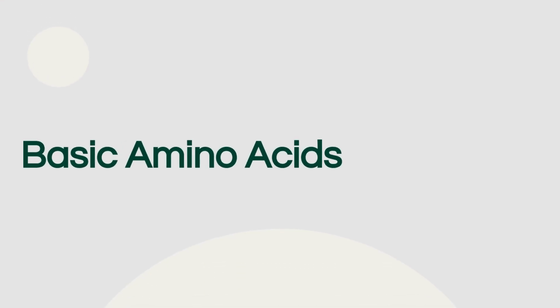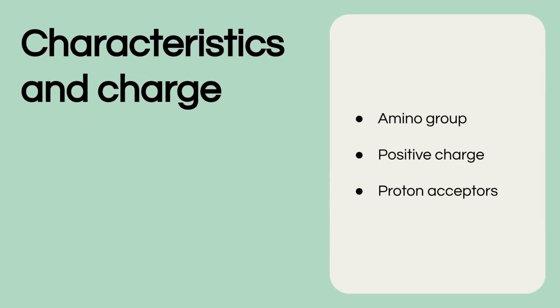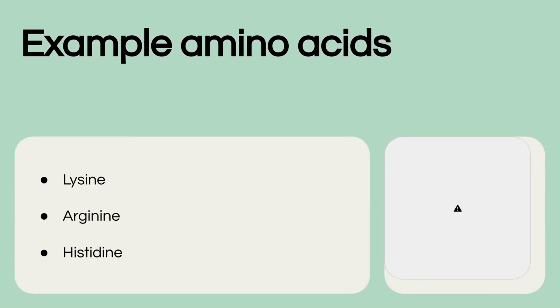Finally, we examine the basic amino acids. Basic amino acids have an extra amino group in their R group. At physiological pH, they typically gain a proton, giving them a net positive charge. Examples include lysine, arginine, and histidine. These positive charges are vital for binding negatively charged molecules, like DNA.